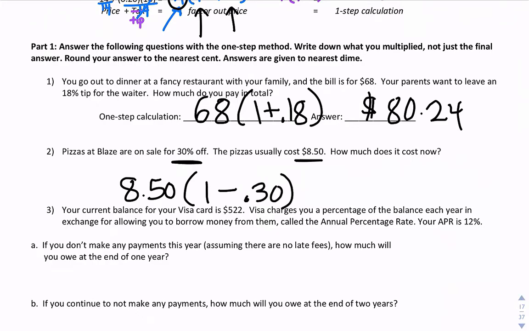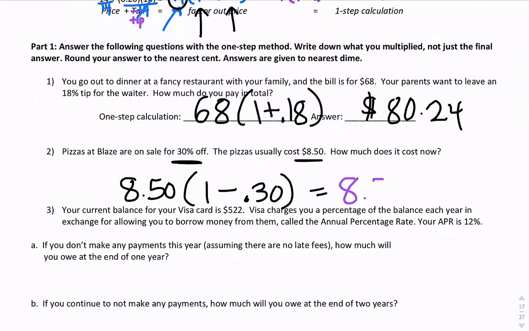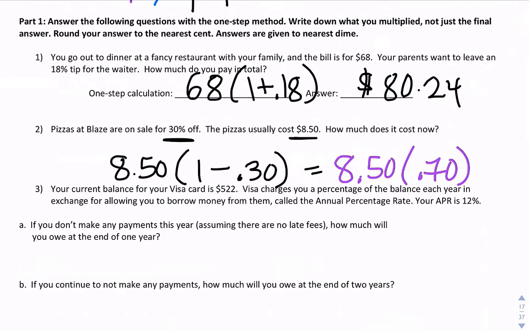So again, what this essentially means is you have that $8.50, but you're paying 70% of it. 70% of $8.50, you're paying less than the original. And let's get the answer, $8.50 times 0.7. You're going to pay $5.95 for your pizza. So again, it's decay. You're paying 70% because it's 1 minus the 0.30, 100% minus the 30%.